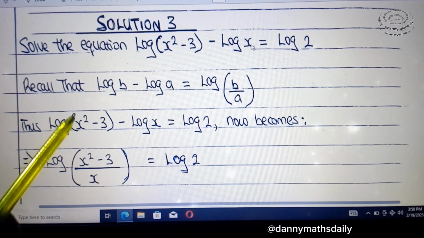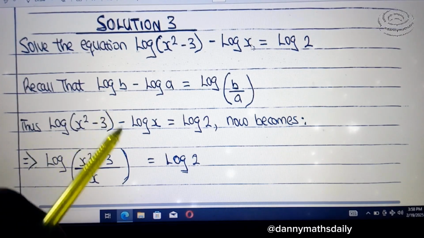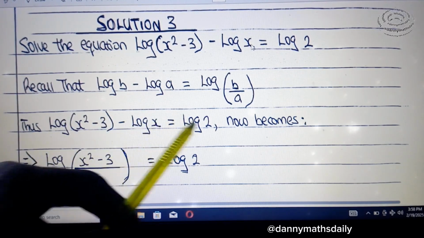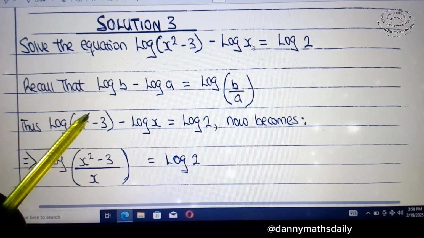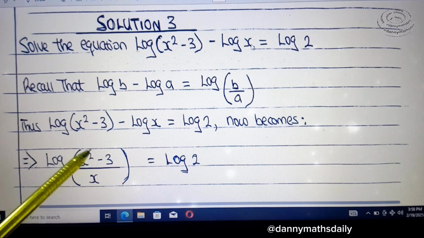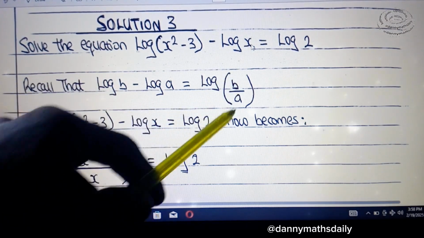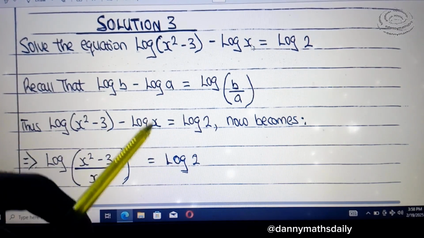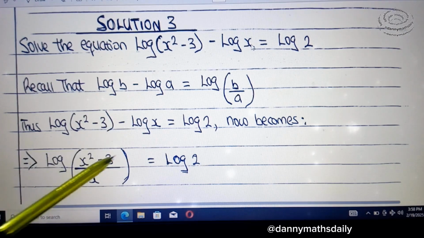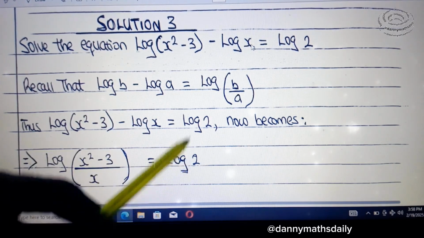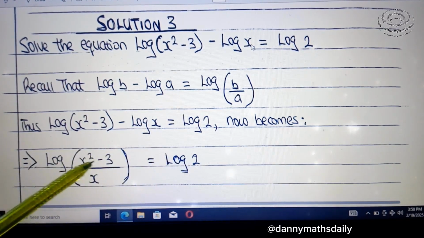Now thus log(x² − 3) − log x = log 2 now becomes, so this guy now comes up here dividing what? Log x. Do you understand? Based on this particular rule here. So since there's a minus sign separating these two entities, it becomes division equal to log 2. Log 2 is still here. Do you understand? Now let's proceed.